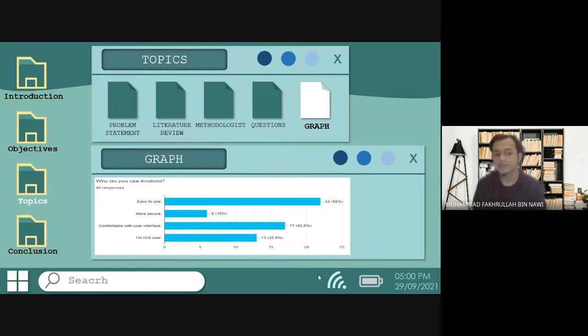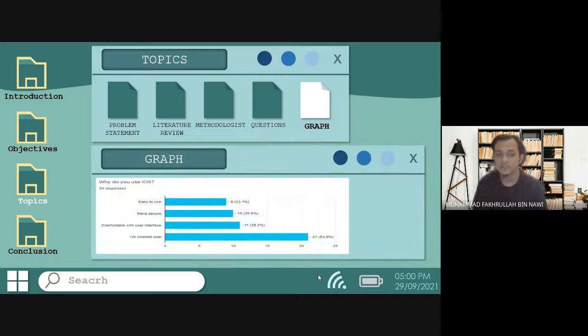Next, this is the result for people that use iOS. Most of them are slightly equal. For me, it is equal: easy to use, more secure of course, and comfortable with the user interface.